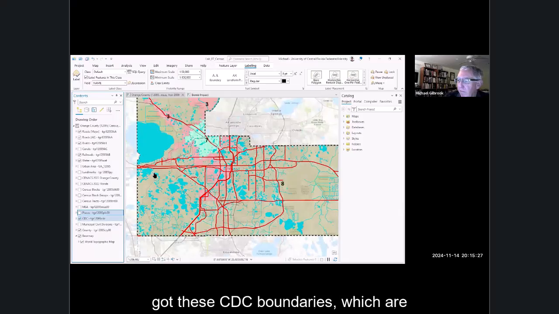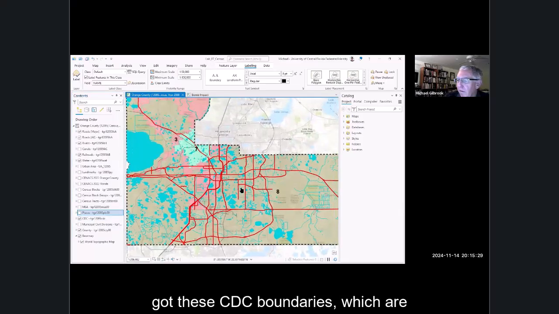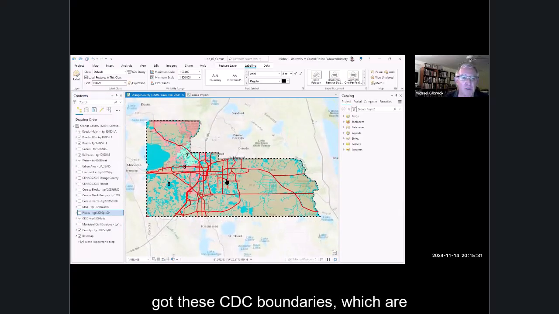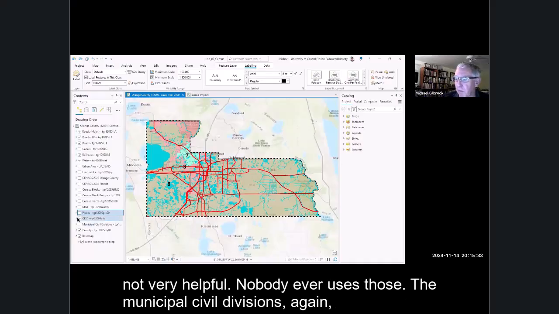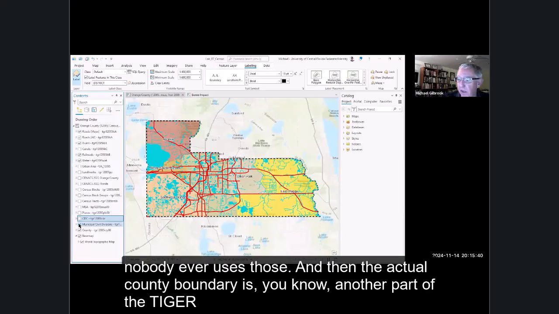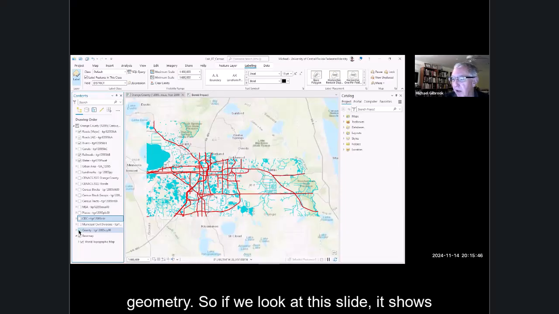You've got these CDC boundaries, which are not very helpful. Nobody ever uses those. The municipal civil divisions, again, nobody ever uses those. And then the actual county boundary is another part of the TIGER geometry.